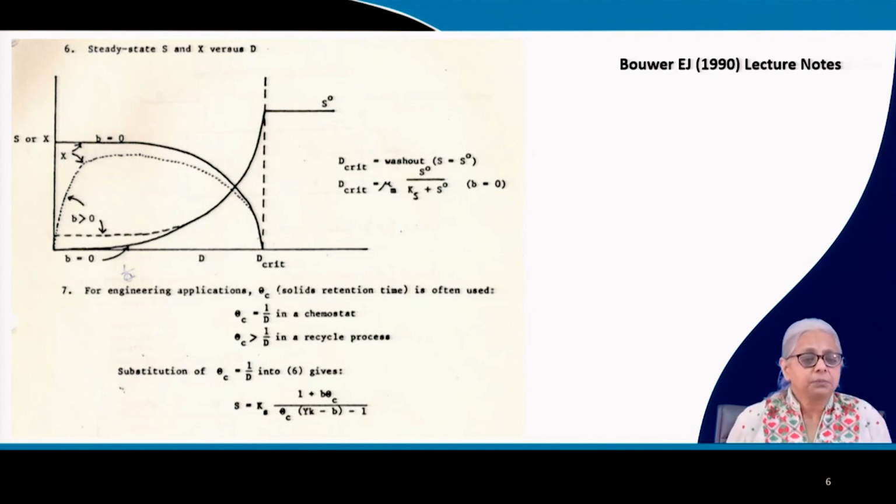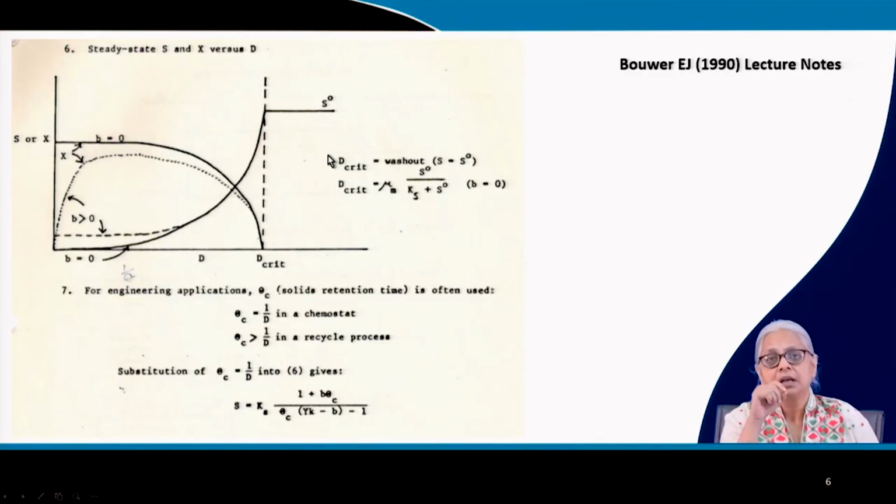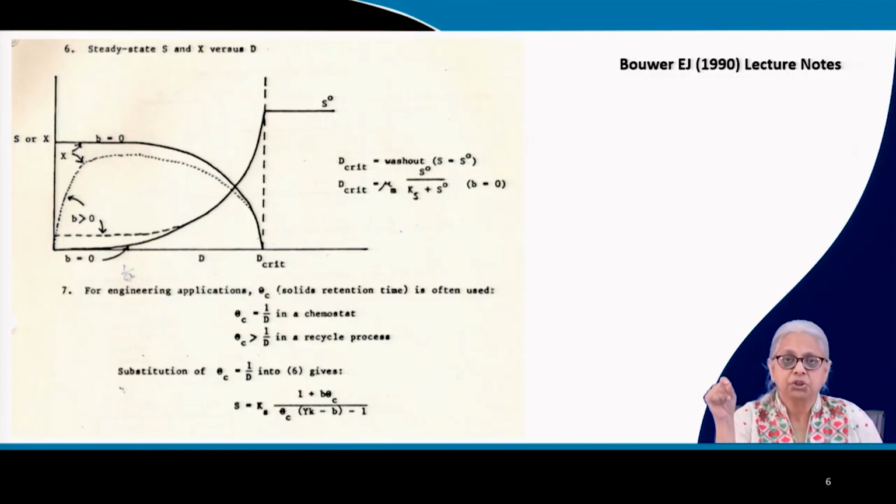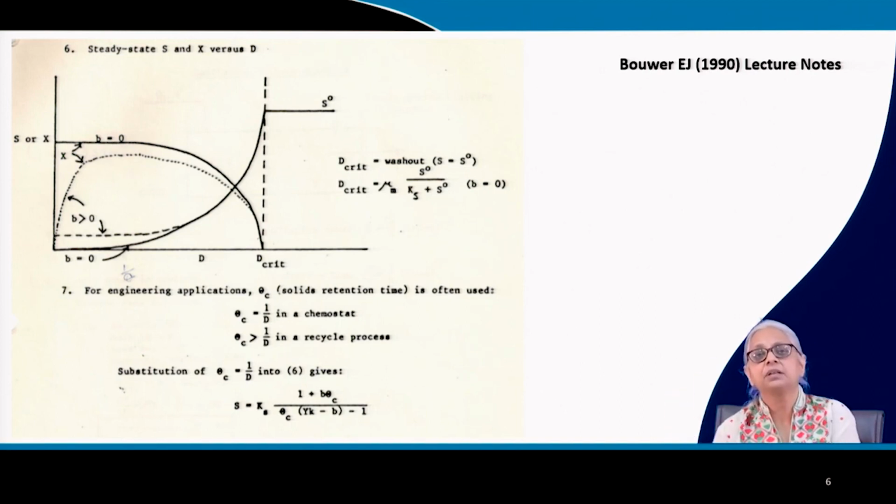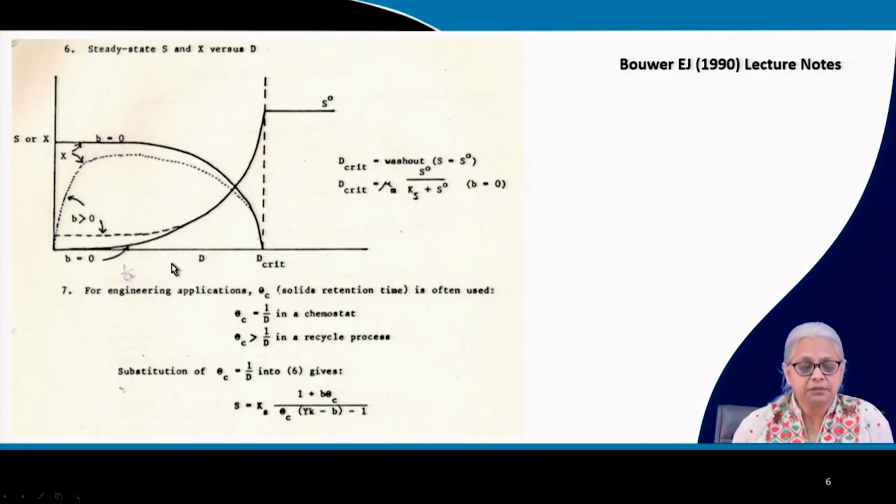We come to steady state substrate and biomass concentration versus the dilution rate. And D critical means if the substrate concentration coming out of the chemostat is equal to S0, it means nothing is being consumed, and that means that all of the biomass is being washed out. So that is D critical, and that is what is shown in this graph, that this is the dilution rate at which all the biomass will be washed out. So that's a critical point literally. And if you do not account for decay, then D critical can also be written in these terms: mu max times S0 divided by Ks plus S0. So this is the point beyond which you do not want to increase the dilution rate.